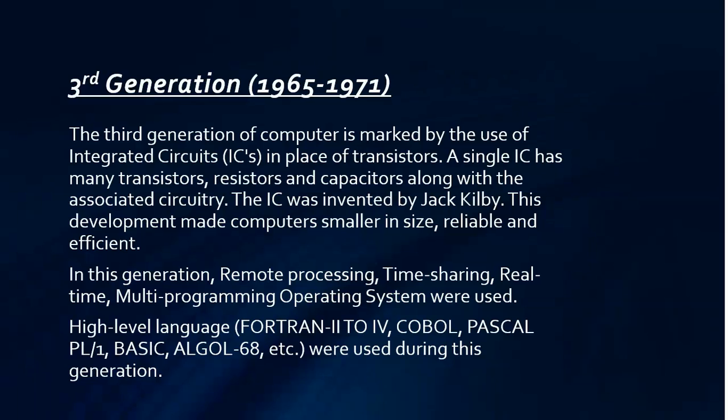The third generation basically started in 1965 and went on till 1971. The third generation of computers is marked by the use of integrated circuits, that is ICs, in place of transistors. A single IC has many transistors, resistors and capacitors along with the associated circuitry. The IC was invented by Jack Kilby. This development made computers smaller in size, reliable and more efficient.